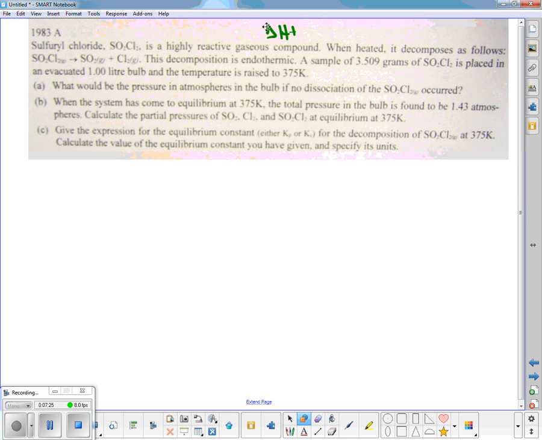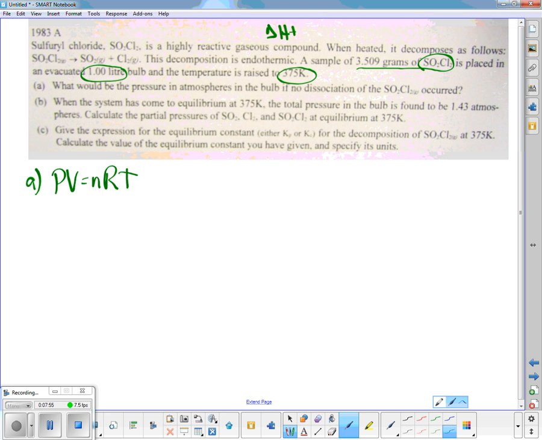A sample of, there's something I might need later, is placed in an evacuated bulb. And the temperature is raised to this. So you just said what? PV equals nRT. What are we solving for? Pressure, yep. So pressure is going to equal nRT divided by V.